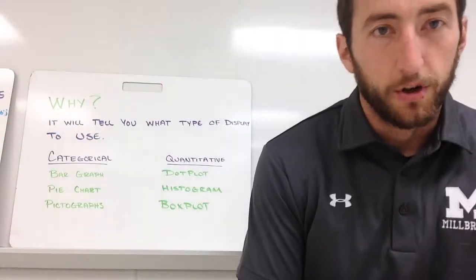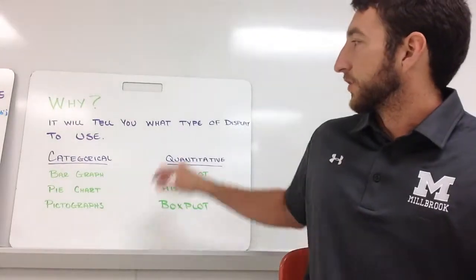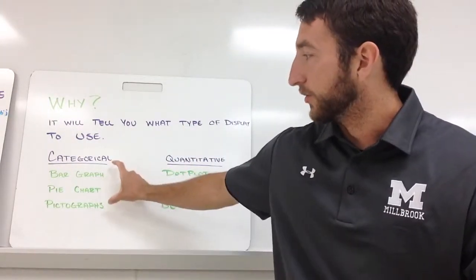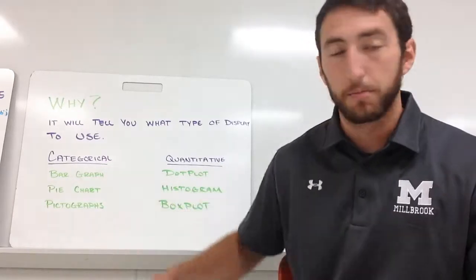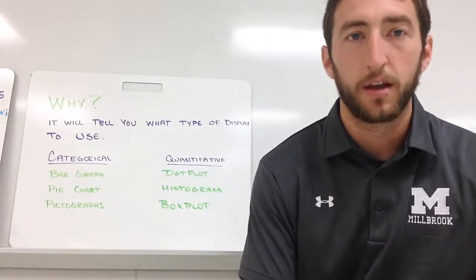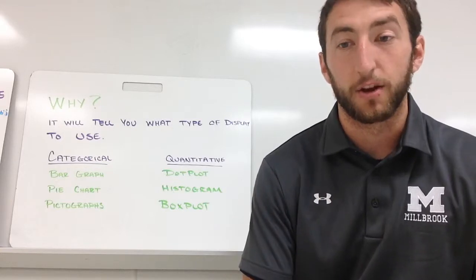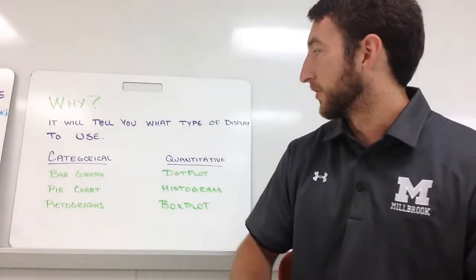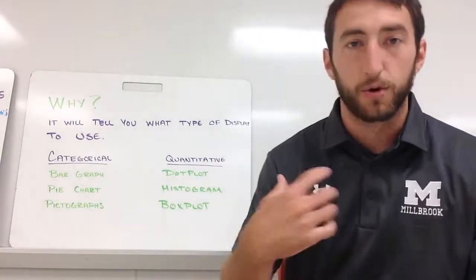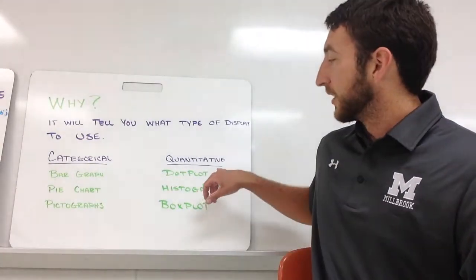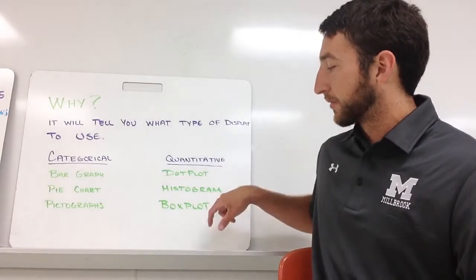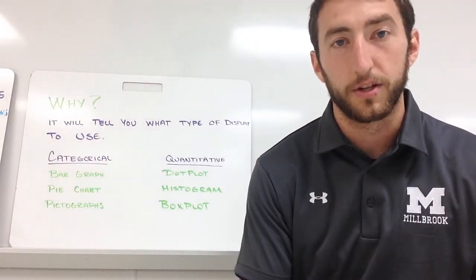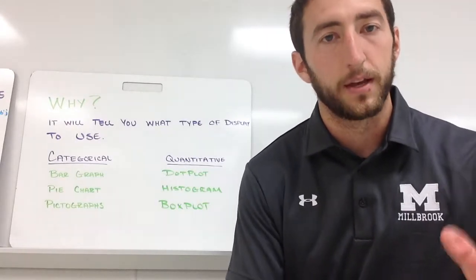Alright, so why would we want to know this? We want to know this because it's going to tell us what kind of display we're going to use. So if we have categorical data, we're going to use a bar graph or a pie chart or pictographs, stuff like that, that kind of give you that categorical data, like eye color or what type of music you like. That kind of stuff is going to be categorical. Whereas quantitative, which is what we're going to be focusing on, it's going to be dot plots, histograms, box plots. We're more numbers based, and we get to use a few more calculations. And that's it.